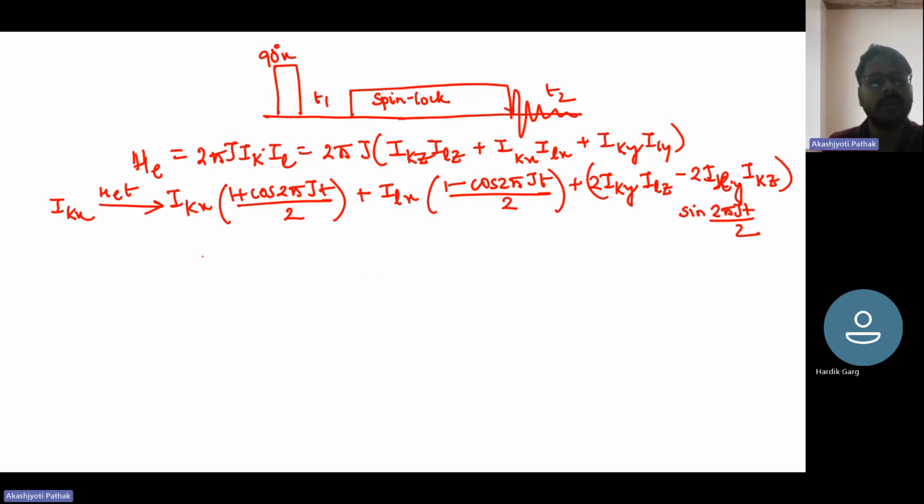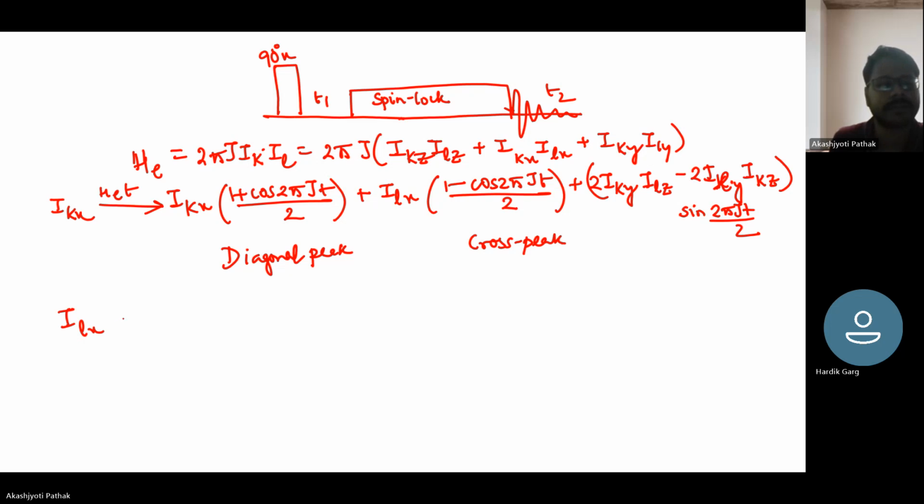So you see here, this is the diagonal peak term and this is the cross peak term. So this term is responsible for the diagonal peak and this term is responsible for the cross peak. Both the diagonal peak and cross peak have the same phases. And similarly you can also write this for ILX, and that is what I had written over there.